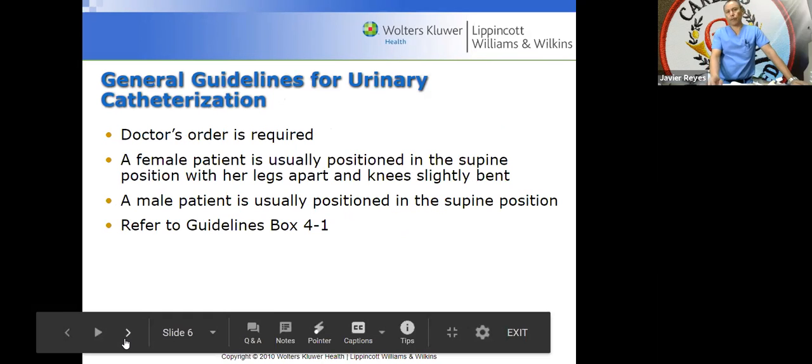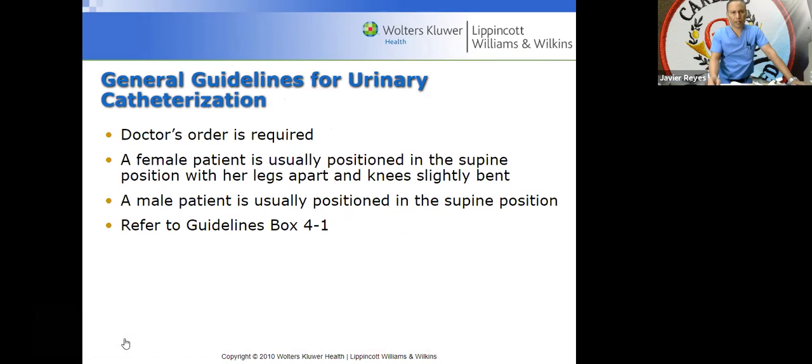Before we insert the catheter, we definitely need a doctor's order. We can't just put it in because the patient wants it, or because we think it's a convenience for us so we don't have to be changing them all the time. We cannot do that. We have to get a doctor's order.